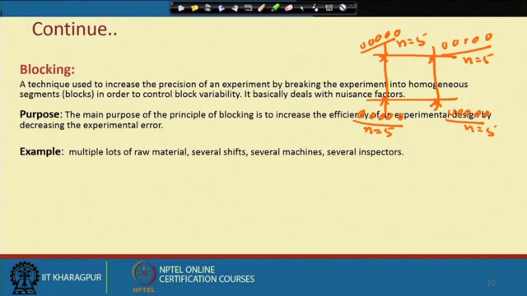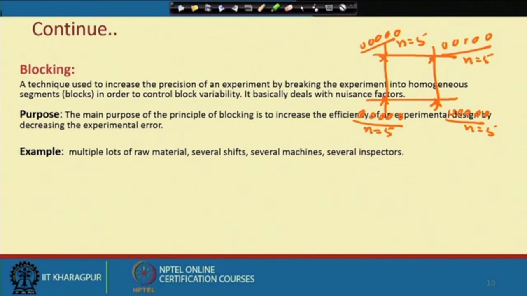So, it is always advisable that you do the experiment with a set of homogeneous material or homogeneous people. Experimental material or experimental units should be homogeneous. If you cannot do this, then what will happen? The heterogeneous effect will be there and error will be more. So, blocking is a very interesting experimental technique.